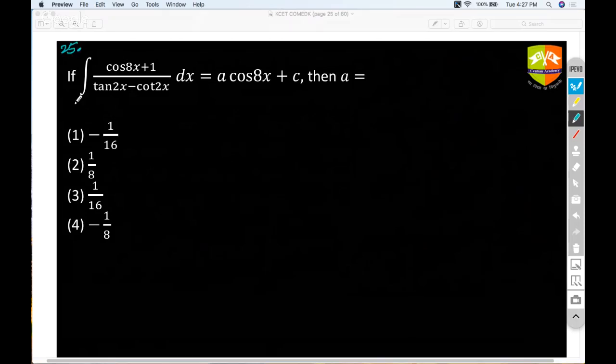25th question. If the integral of (8 cos 8x plus 1) over (tan 2x minus cot 2x) is a cos 8x plus c, find the value of a. Find the value of a.